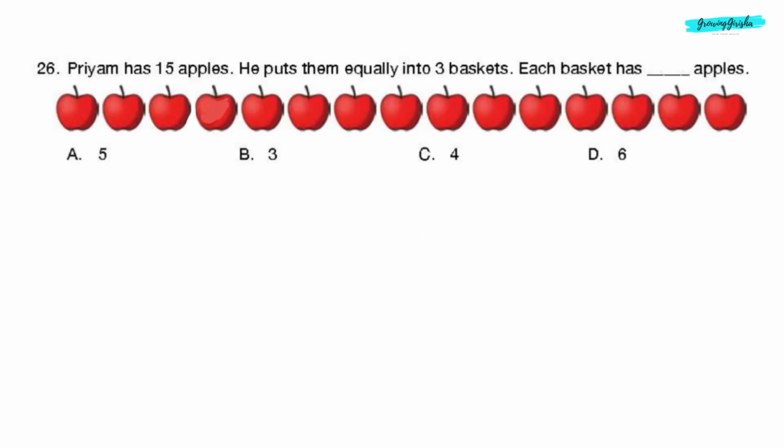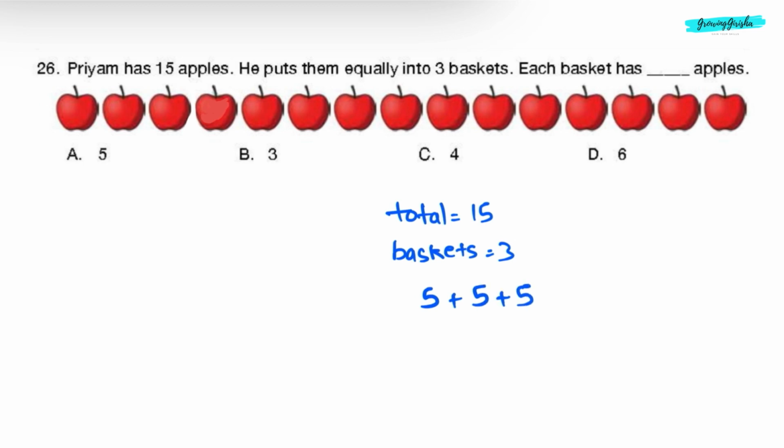Question 26. Priyam has 15 apples. He puts them equally into 3 baskets. Each basket has dash apples. Total number of apples are 15. He puts them in 3 baskets. Means in each basket he puts 5 plus 5 plus 5, means in each basket there are 5 apples. So option A will be the correct answer.